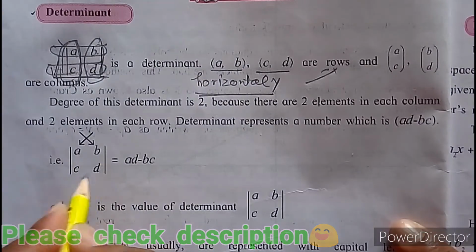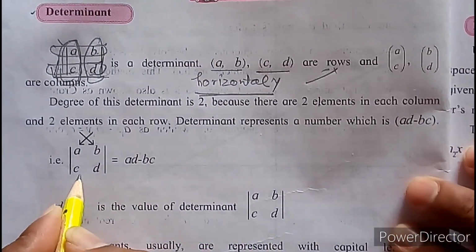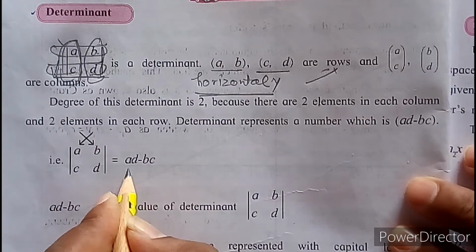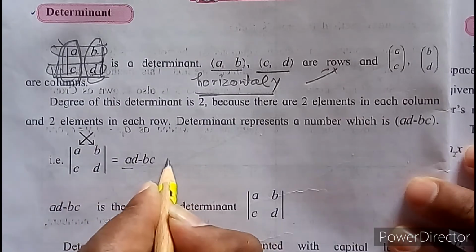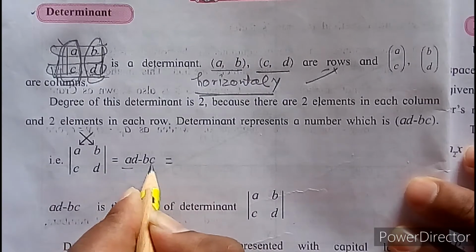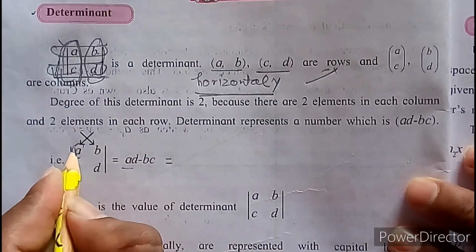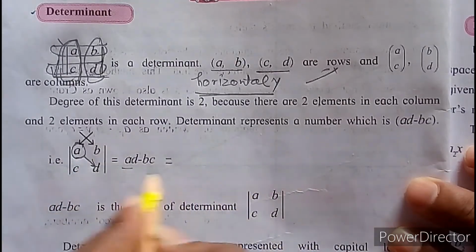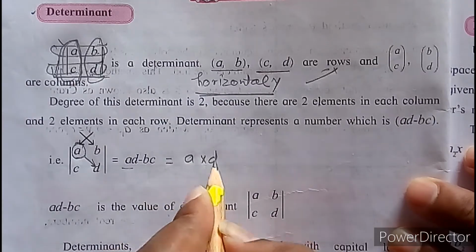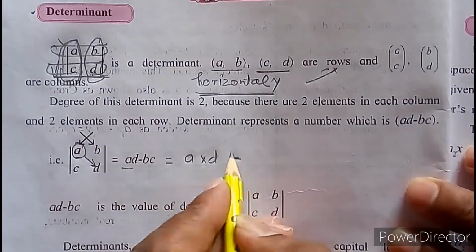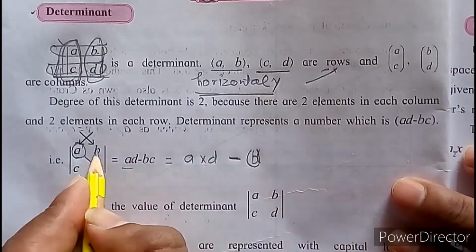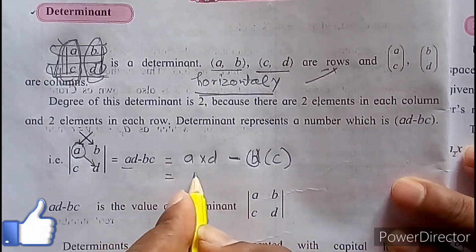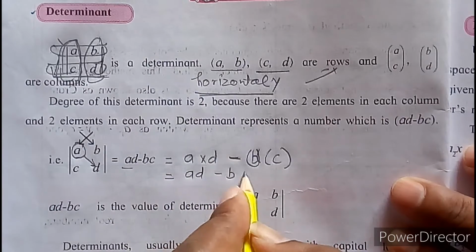This determinant A, B, C, D is represented by a number. We can find the number as AD minus BC. Now the question arises: how does AD minus BC come? It is the cross multiplication of the uppermost left element with the downmost right element, that is A multiplied with D, then minus the uppermost right element B multiplied with the downmost left element C.